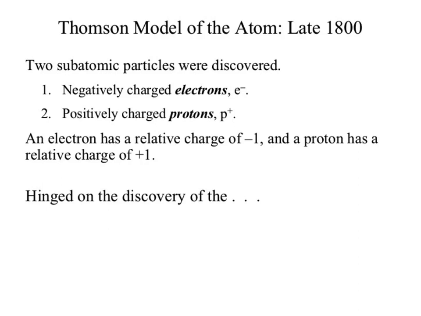Thomson model of the atom. Okay, so late 1800s now, talking like 1890s. We discovered 2 subatomic particles. We got a negatively charged particle called an electron. And if Dalton's principles were correct, I don't have electrons. I now have something smaller than electrons, and that's what Thomson's coming up with.